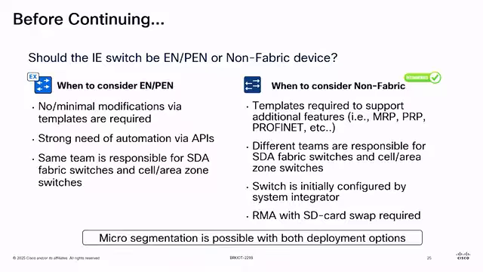But then the cases in which it is not suitable, and we recommend a non-fabric switch, and this is the most common case for our customers, is when you want to deploy templates for it. For example, you want to run some resiliency protocol. At this moment we also support REP for SD-Access devices and a limited PRP use case. But if you want MRP, if you want HSR, this cannot be achieved by a policy extended node. If you have different teams managing the switches, again, this cannot be done with a policy extended node. SD card swap or SD card onboarding is not supported in a policy extended node.